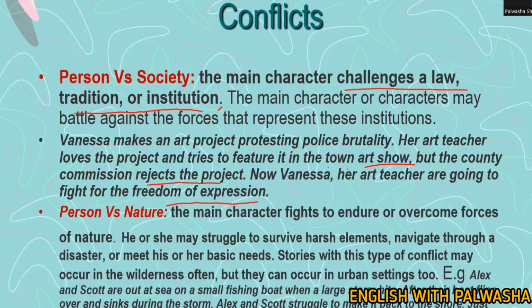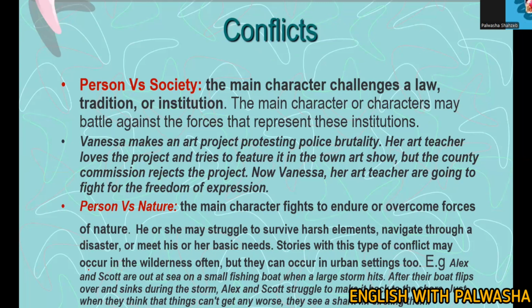Then we have person versus nature, where the person is fighting with the nature and fights to endure or overcome forces of nature, right? All right. So then we have this person versus nature conflict, where the main character fights to endure or overcome forces of nature. And then stories with this type of conflict may occur in the wilderness often, but they can occur in urban settings too. For example, Alex and Scott are out at sea on a small fishing boat when a large storm hits. After their boat flips over and sinks during the storm, Alex and Scott struggle to make it back to the shore. Just when they think that things can get worse, they see a shark fin circling them, right?